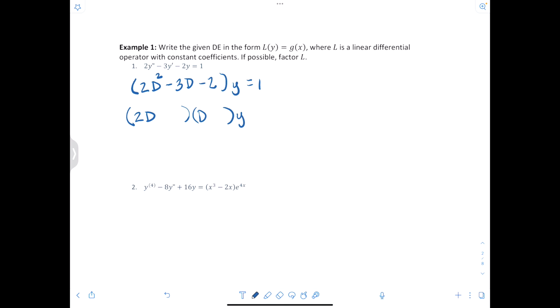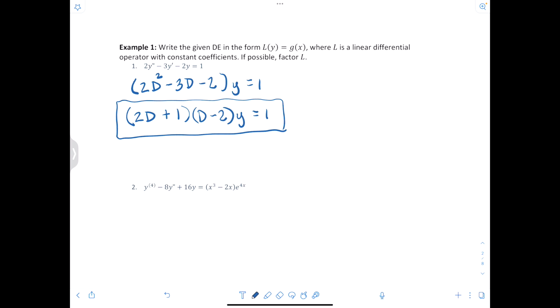And then looking to see if this guy factors, let's see what we would have. We have to have minus a 3D and then different signs. So if we have a minus 2 and a plus 1, I think that gives us what we need. Beautiful. And that's all equal to 1. And that's all we needed to do. Groovy? All right.